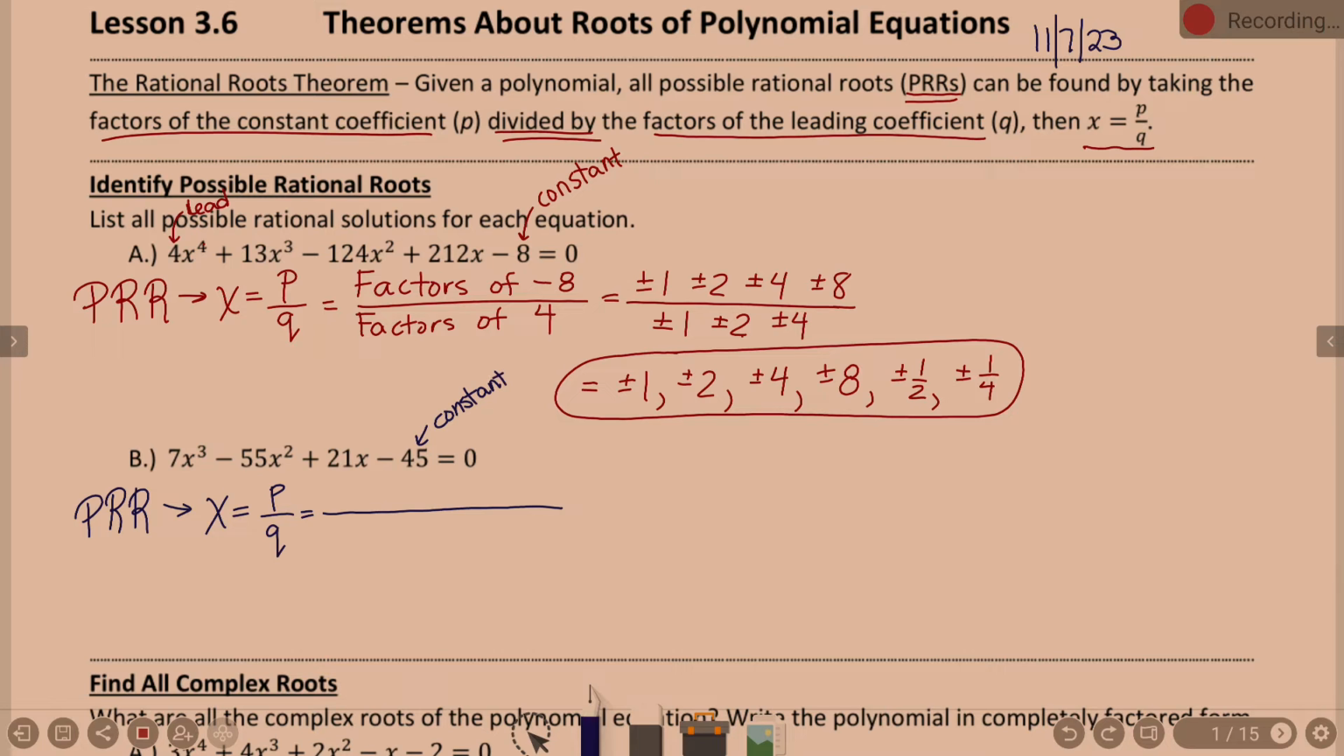Our constant here is negative 45. So on top, factors of negative 45. What about my denominator? Okay. Lead coefficient. My leading coefficient is the 7 out front. It's out front of the highest power. So factors of 7.